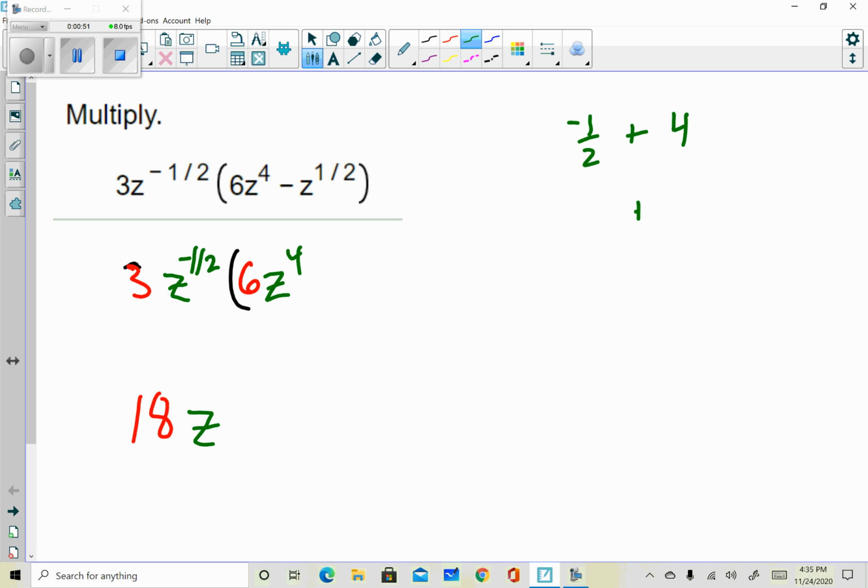4 has to change into a fraction that has the same denominator as negative 1/2. So I say, what do I multiply to 1 to make it a 2? 1 times what is 2? So that's 2 has to be multiplied to 4. 2 times 4 is 8. 8 over 2 is the same as 4. 8 halves minus 1/2 is 7 halves. So that'll be the exponent.